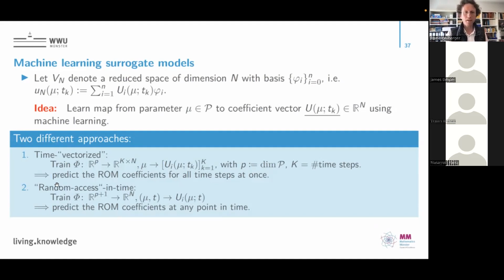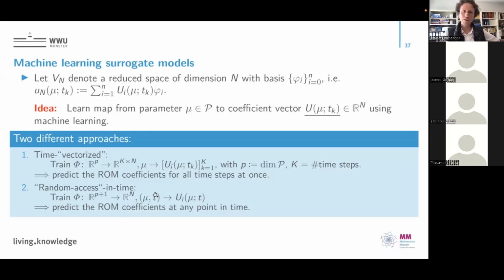And the other variant is the random access in time, where we train a map that does not map from the parameter to the whole trajectory, but from the parameter and time. So time is here in the same function as the parameter itself, to the corresponding coefficient for this parameter at this time point. And this means if we have such a map, then we have a random access to the solution in time.